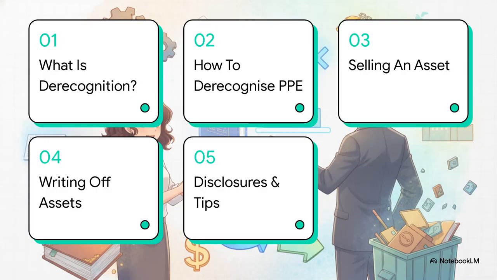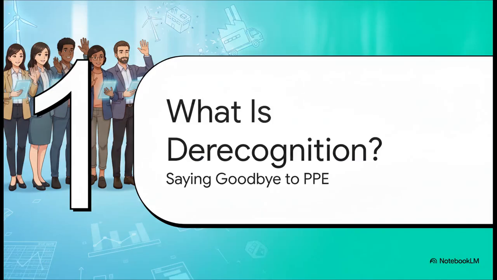Here's our lesson plan for today's class. 1. What is derecognition? 2. How to derecognize PPE. 3. Example, selling an asset. 4. Example, writing off assets. And 5. Disclosures and exam tips. Let's start with Section 1.